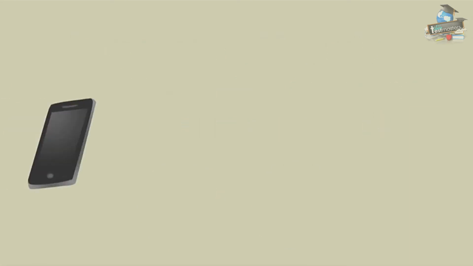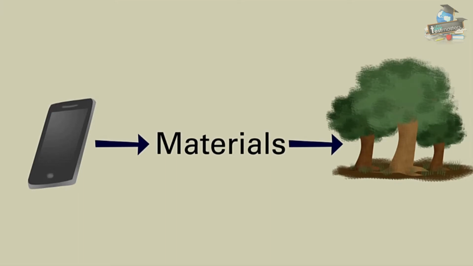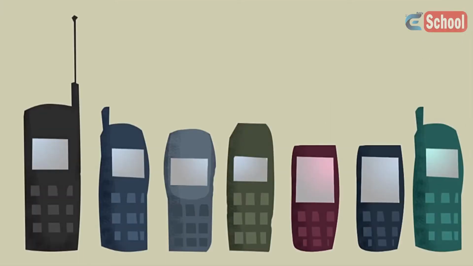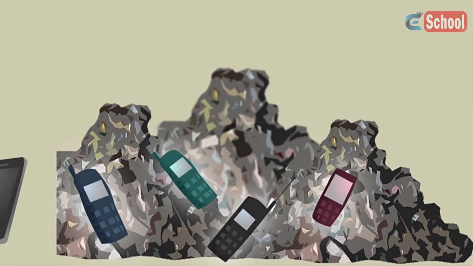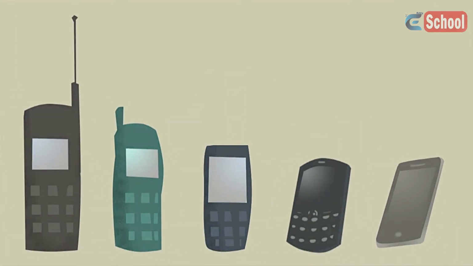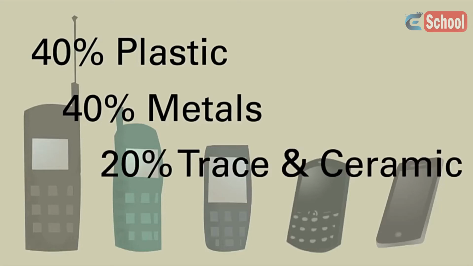When a device is manufactured, the materials it's made from can have a huge environmental impact. With the wide-scale use of mobile or cell phones since the 90s, not a lot of thought went into the materials used to make them. Now huge numbers of these phones are found in landfill sites. Mobile phones are made of 40% plastic, 40% metals, and 20% trace and ceramic materials.